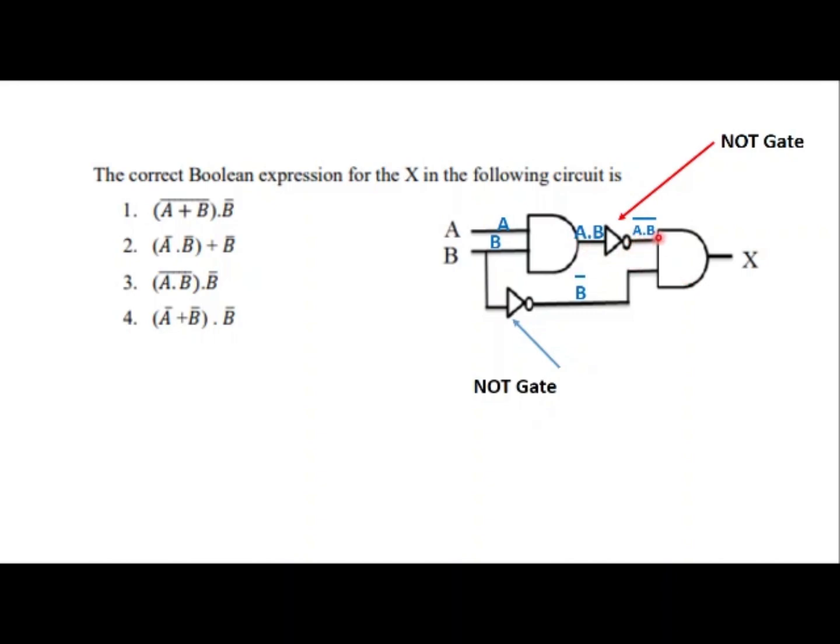Here A dot B complement is the output from this NOT gate as well as the input of this AND gate. So this AND gate has two inputs: B complement, which is the output of one NOT gate, and A dot B complement, which is the output of the other NOT gate. Both are inputs of this AND gate, and from here we will get the final result. According to the Boolean expression, an AND gate means multiplication. That means A dot B complement dot B complement. So the answer is the third one.